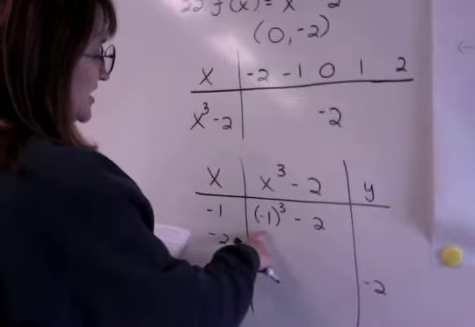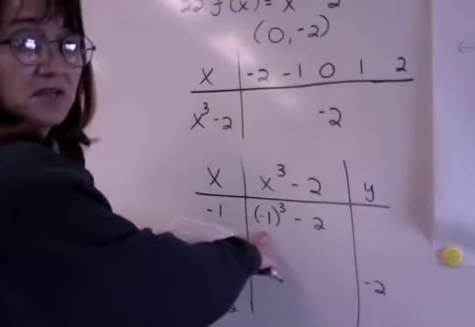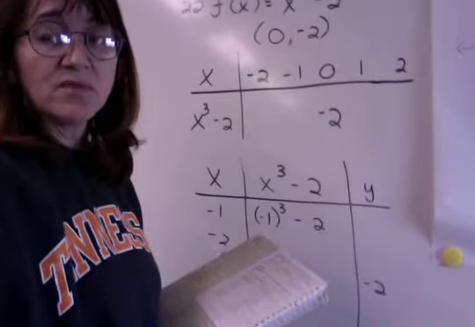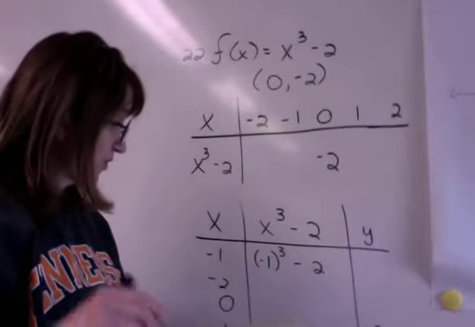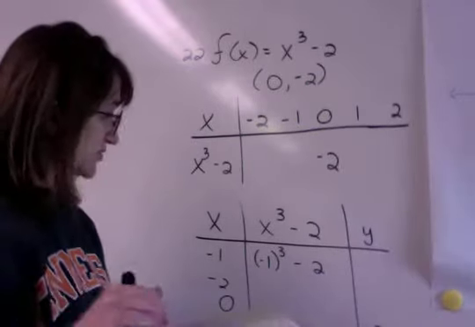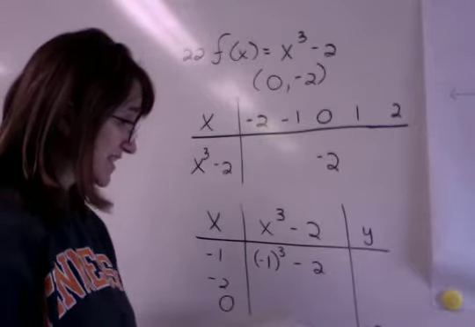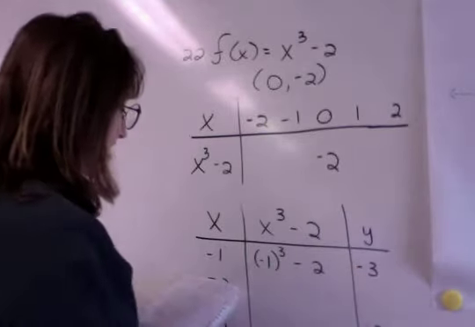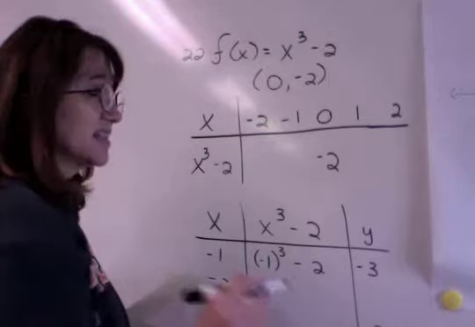So if I have a negative 1 times a negative 1 times a negative 1, think about what's happening. Negative 1 times negative 1 would make it positive, then I have to multiply it by negative 1 one more time, and it becomes negative. So that effectively is a negative 1, and then I'm subtracting a negative 2, which makes that a negative 3.